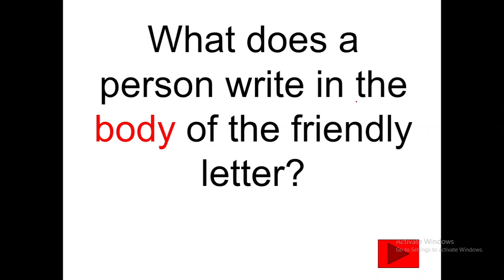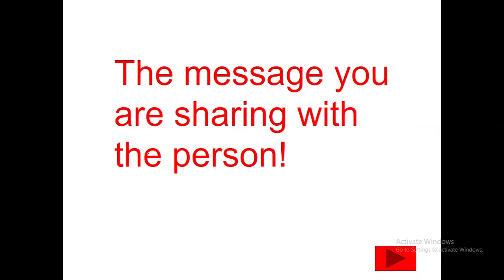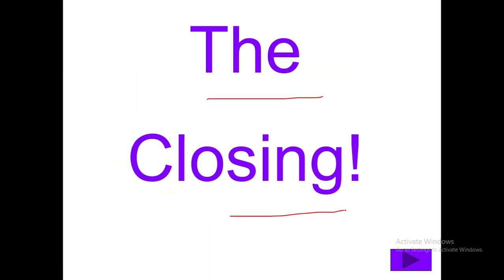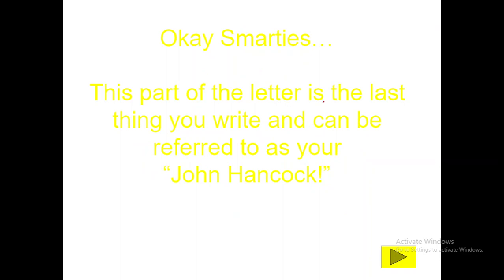And what does a person write in the body of the friendly letter? The message you are sharing with the person. Yes, the message comes in the body. And maybe I can stump you here. This part of the letter is below the body but above the signature. Now can you guess what part of the friendly letter this is? Yes, absolutely right, that is the closing. And this part of the letter is the last thing you write, and it can be referred to as your John Hancock. So what is that? Yes, absolutely right, that is your signature.